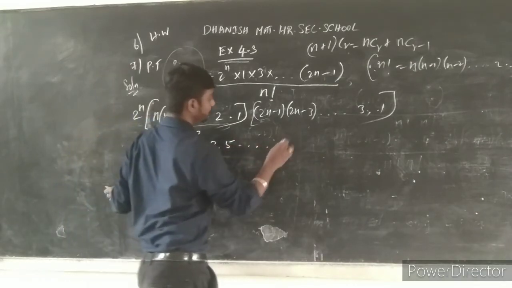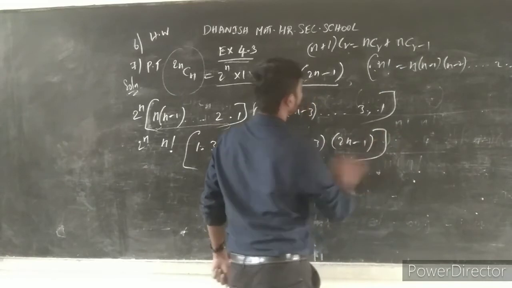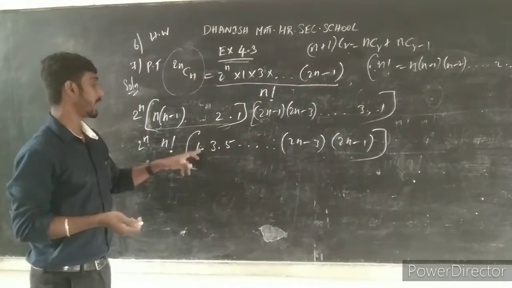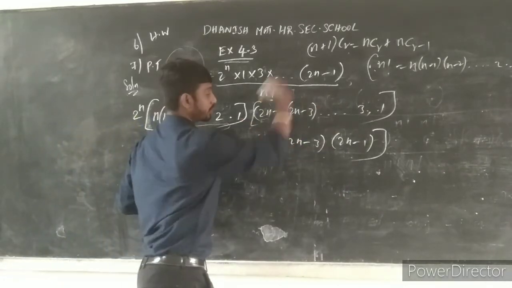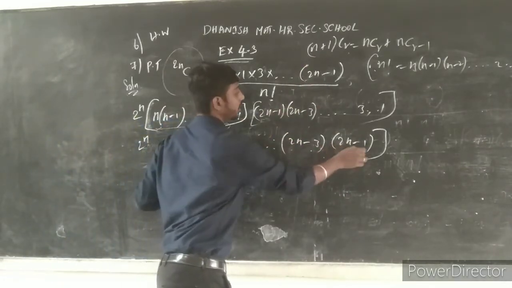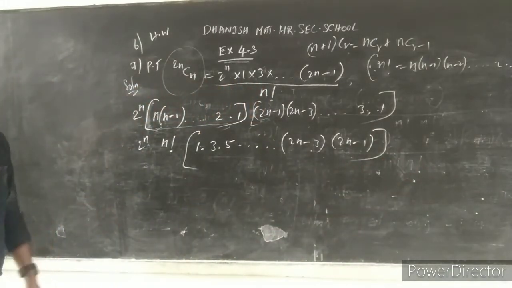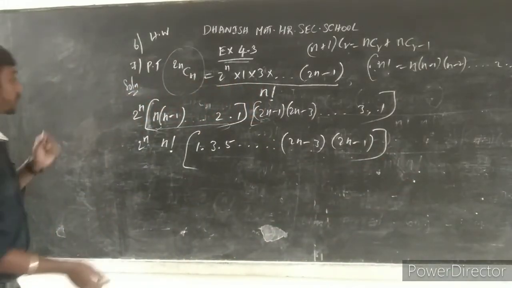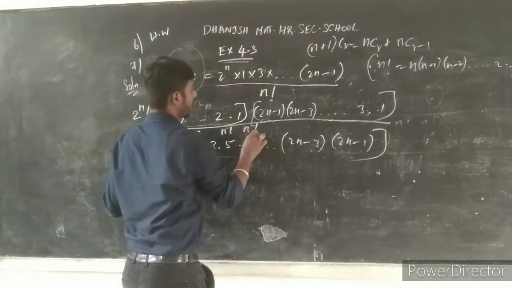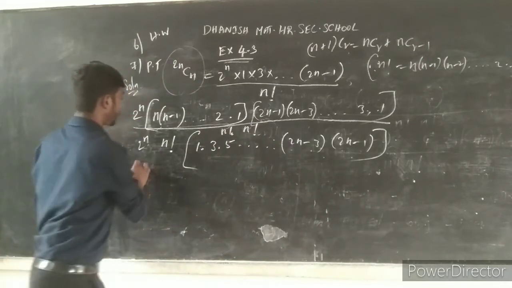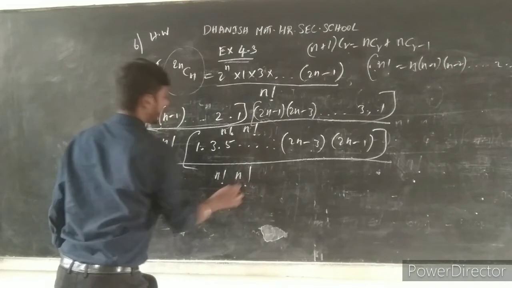1 into 3 into 5 up to 2n minus 3, 2n minus 1. You will be getting this answer. It will go into this form. You will get the value. What is the denominator here? n factorial into n factorial here. That is the denominator.